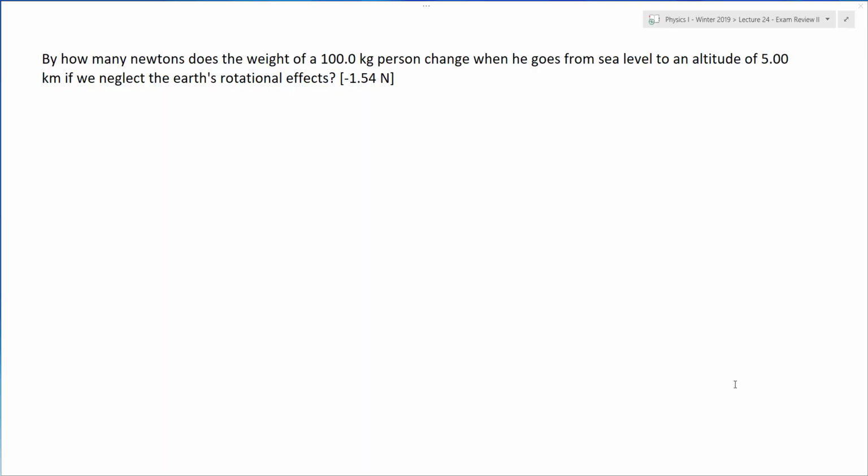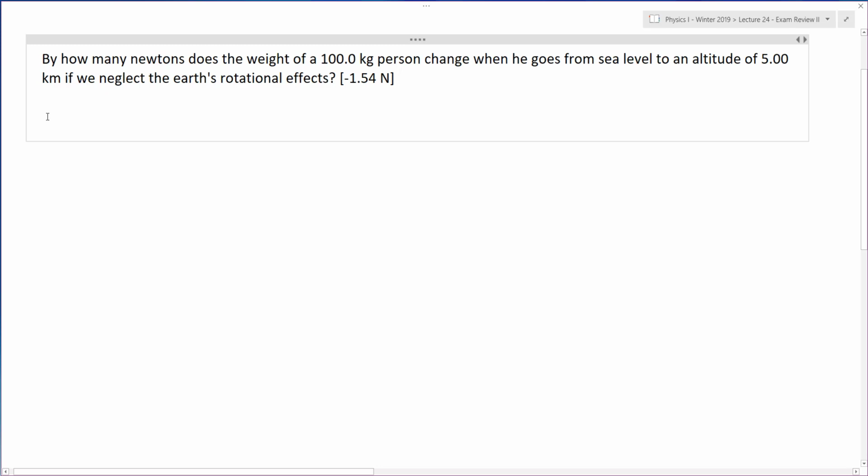By how many newtons does the weight of a 100 kilogram person change when he goes from sea level to an altitude of 5 kilometers if we neglect the Earth's rotational effects? Okay, so to do this question, we need to know what the mass and the radius of the Earth are. So I'm just going to put that information in here. This is all going to be on your formula sheet.